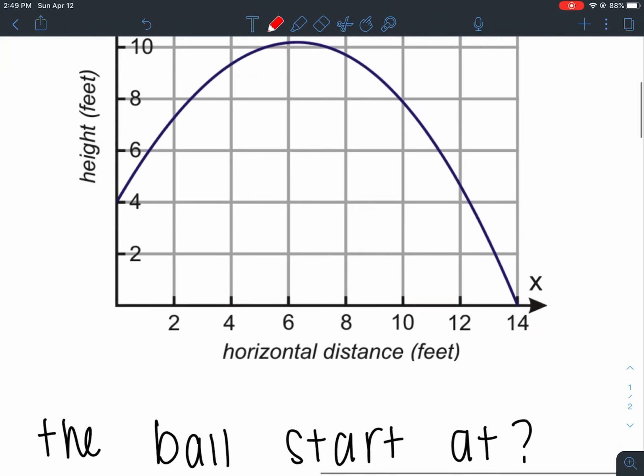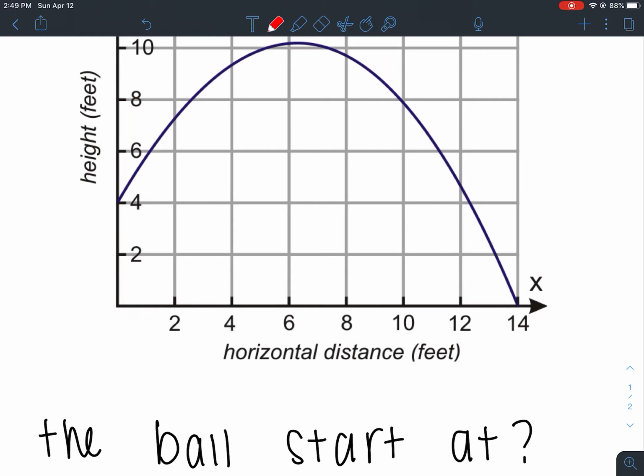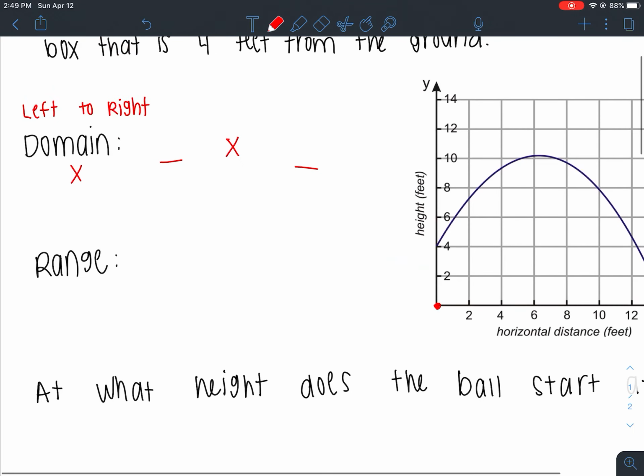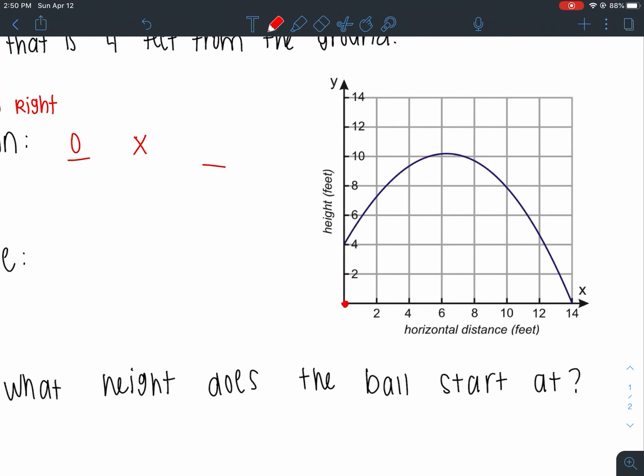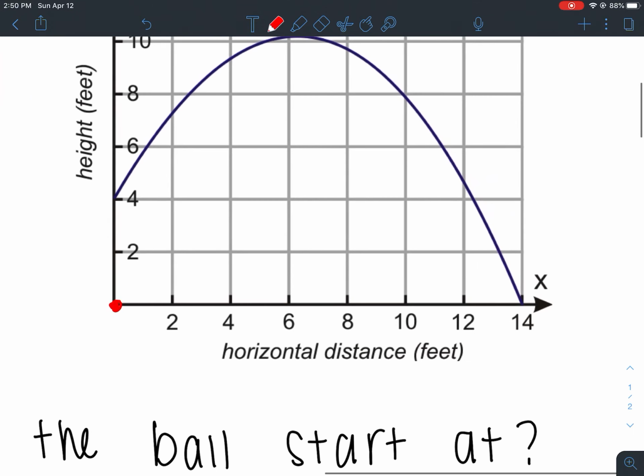So let's start on the x-axis. The most left the ball is how many feet? Remember, we're looking at the x-axis for domain. So the most far left it goes is 0. It starts 0 feet away from the person. That makes sense. The closest it starts is 0. Well, then how far does the ball get from the person? They kick it, and it goes and goes and goes, and then it lands at 14 feet.